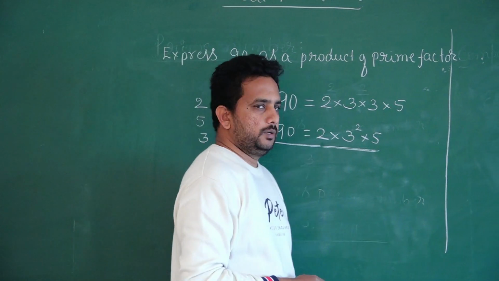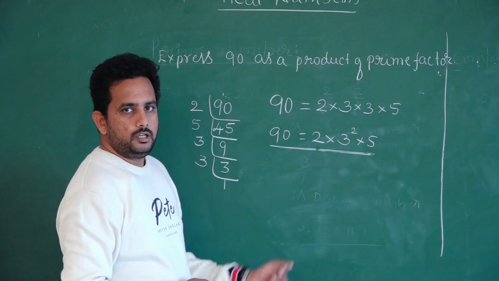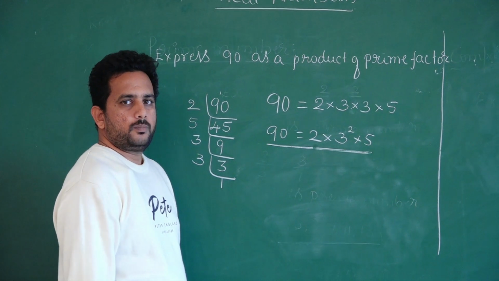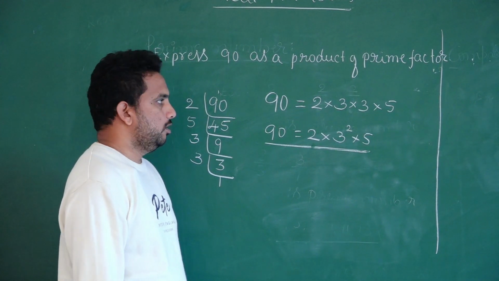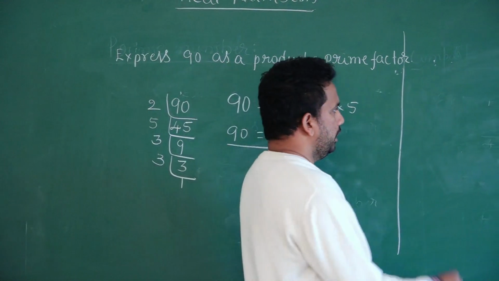So this statement is called the fundamental theorem of arithmetic. So what is the fundamental theorem of arithmetic? Every composite number can be expressed as a product of prime numbers. It's called the fundamental theorem of arithmetic. Okay, so like that we can take the second example.